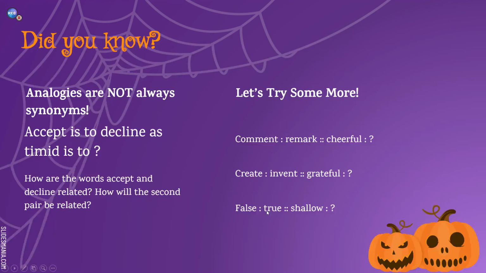False and true, are those synonyms? No, those are antonyms, aren't they? False is to true, as shallow would be, what's an antonym for shallow? Okay, bottomless, right? Deep, good. Any of those would work. Fabulous. So they can be synonyms, they can be antonyms, they may relate to each other in a whole different way.